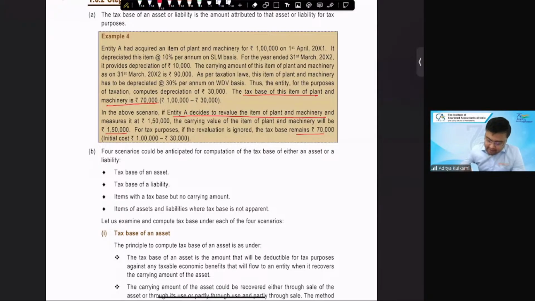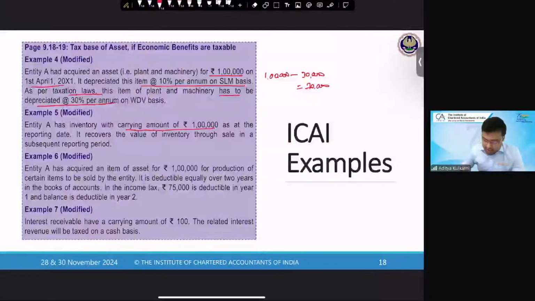entity A has an inventory with carrying amount of 1 lakh at the reporting date. It recovers the value of inventory through sale in a subsequent reporting period. So tell me, what will be your tax base? 1 lakh. Monica, you following? Yes, sir. So it will be 1 lakh, because you will get this as a deduction in the form of COGS, cost of goods sold, when you sell this inventory in the future.